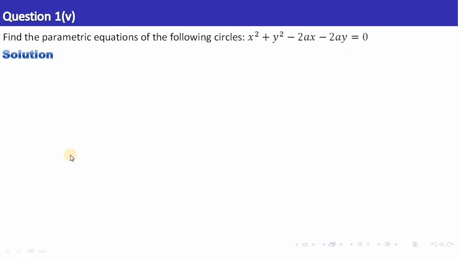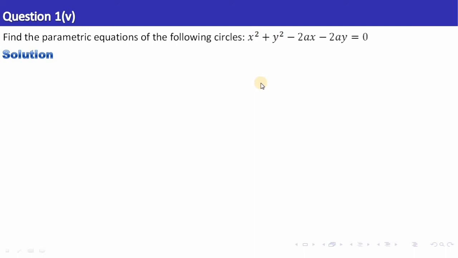Now let's have a look at the next question. So in this question, again the equation is given in general form. Alright, so in the last question we saw that we converted the given general form into standard form in order to find h comma k, that is the center, and the radius.